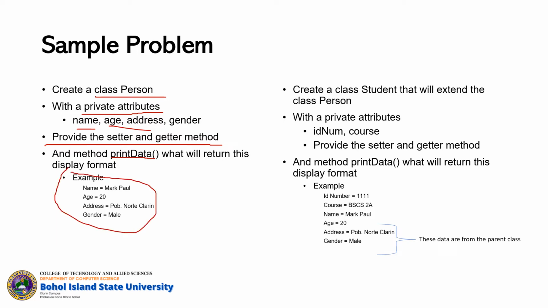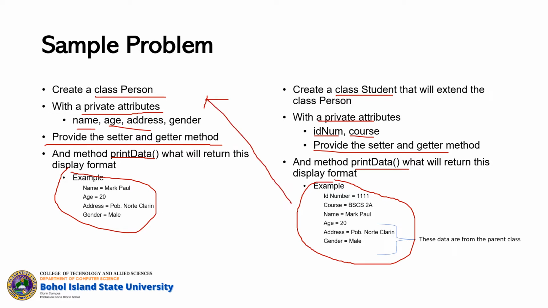And then another class, an additional class, which is class student, with the private attributes of ID number and course, with setters and getters, and then a print data method producing this output. Note that the name, age, address, and gender are from the person class.